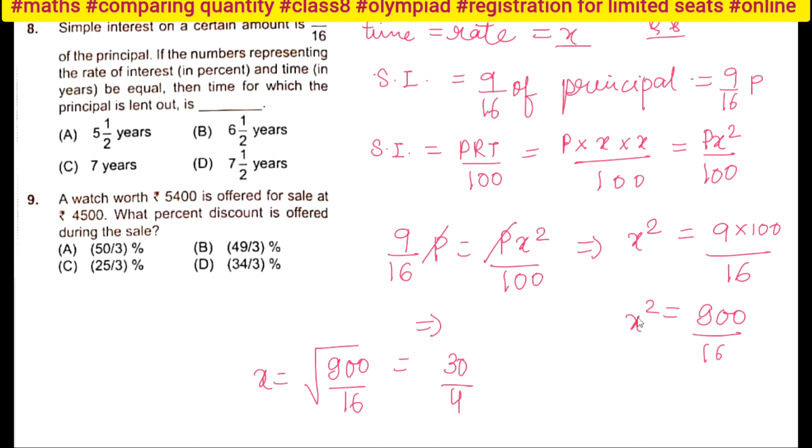Is it okay? Yes. So what will it be? 7.5 years. X will be either 7.5 years, or you can say x is equal to 7.5%. You can write anything, because time and rate are equal quantities.